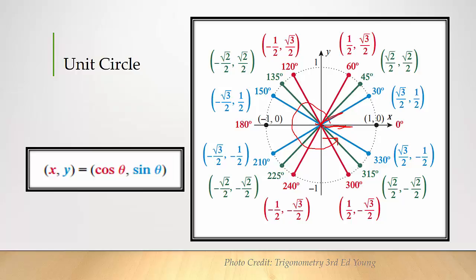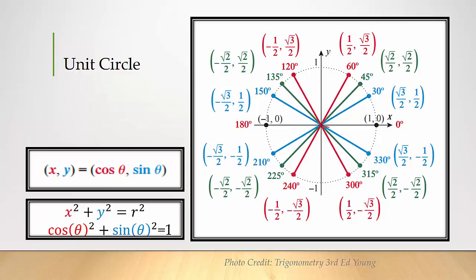In addition, because each of these points, x comma y, is cosine theta, sine theta, I can derive my first trig identity. So x squared plus y squared equaling r squared, an equation for the circle. That means cosine squared plus sine squared will equal 1.